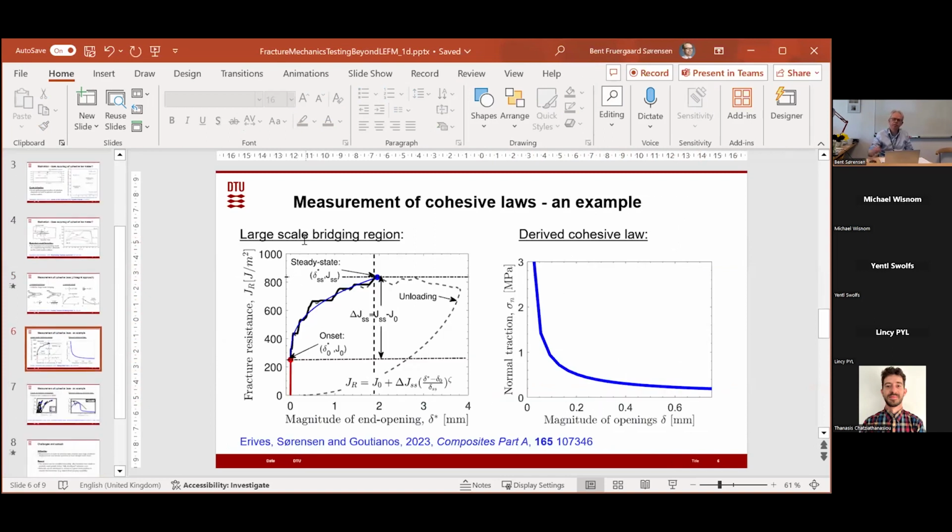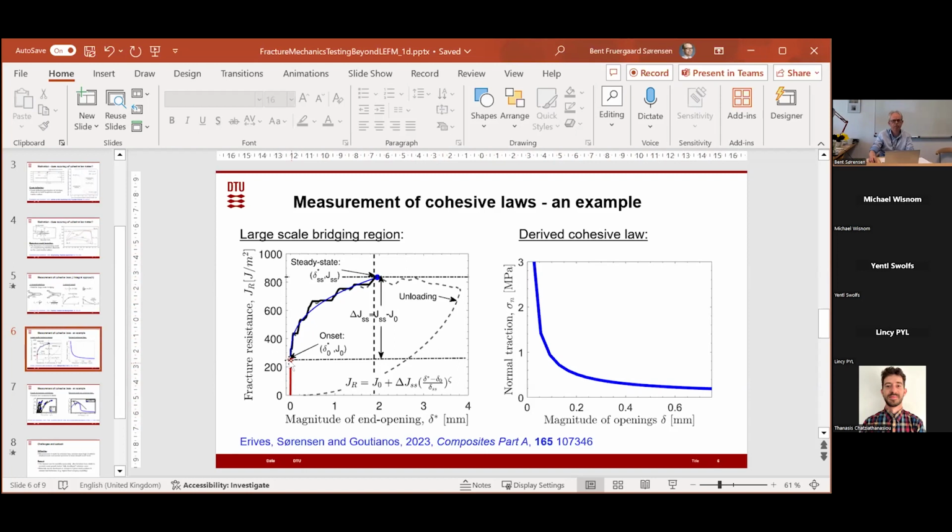Here's a study for glass fiber composites. This is fracture resistance as a function of end opening. Let's focus on this part here. This is initiation. And then we have a bridging developing up to this steady state level. If we now make a fit to this rising curve, the blue curve, we can do a differentiation of this and get what the traction separation is in the bridging. It's quite remarkable that the bridging tractions are actually very low, less than one megapascal.